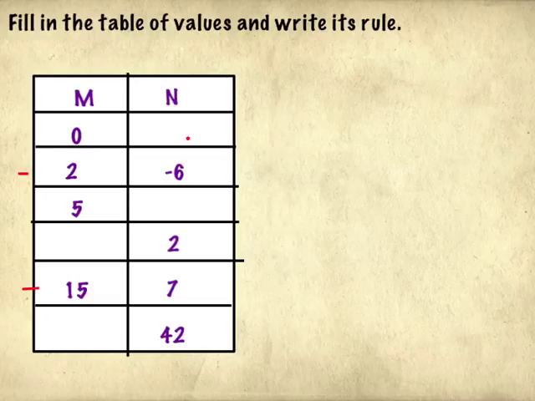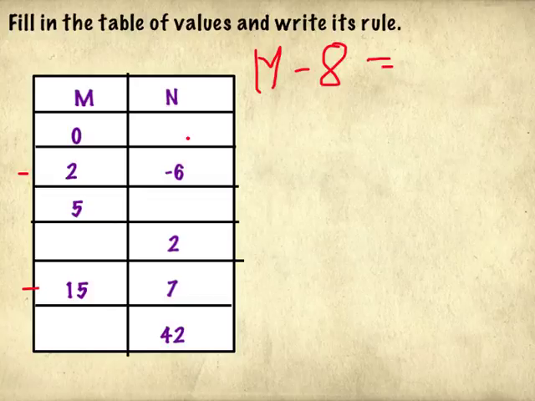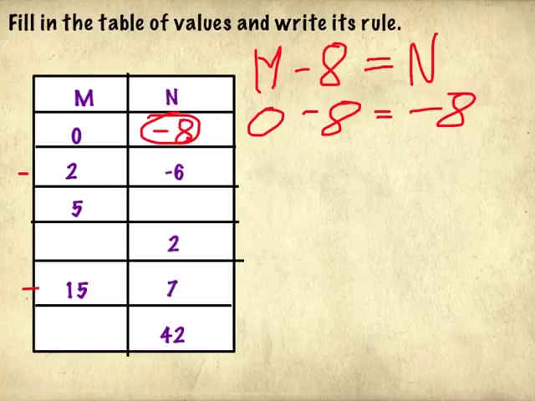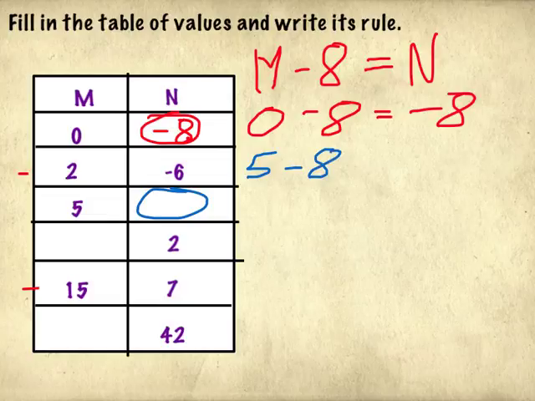I have one more here. 15 take away 8 is 7. So it looks like the rule is going to be m take away 8 equals n. So given that, let's give it a try. So I have, for my first one, 0. So 0 minus 8 is going to equal -8, so that's what should go in this blank here. Then I have another one down here where the n is blank and m is 5, so it's going to be 5 take away 8 equals n, so that's going to be -3.